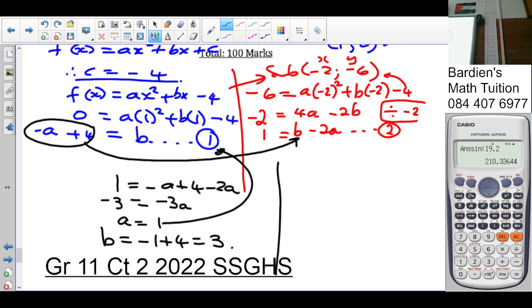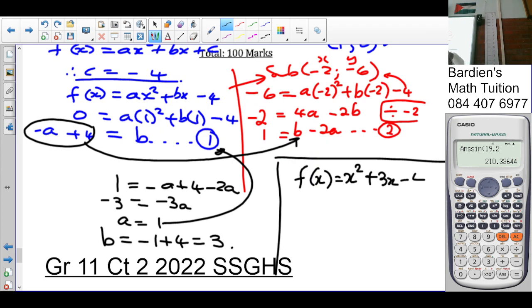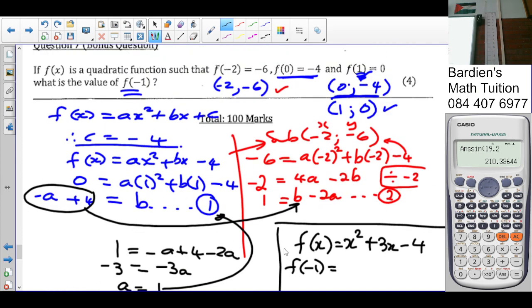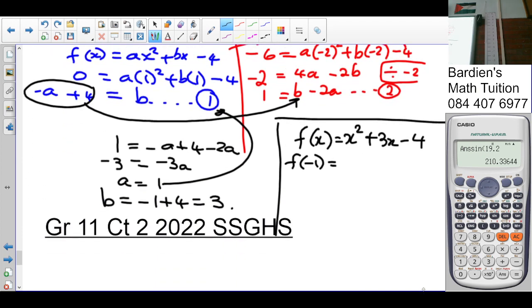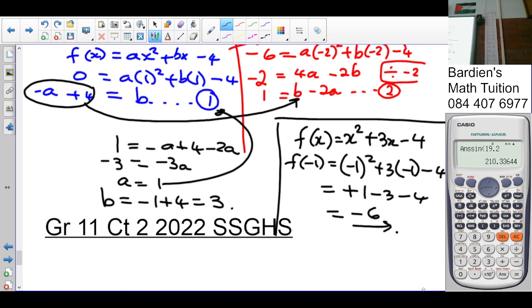So the equation of this graph is now f of x is equal to x squared plus 3x minus 4. They want to know what is f of minus 1. So I substitute minus 1 wherever I see an x. So that's negative 1 squared plus 3 times negative 1 minus 4. So that will be plus 1 minus 3 minus 4, which is minus 6. Okay.